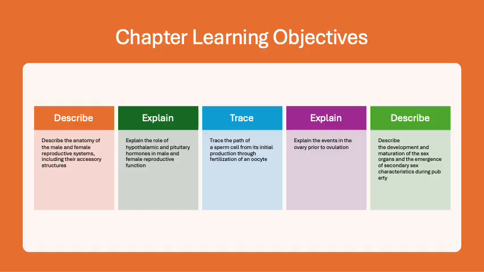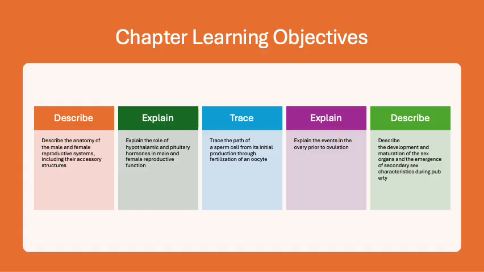Before we dive into the content, let's review the key learning objectives for this chapter. First, you should be able to describe the detailed anatomy of both the male and female reproductive systems, including the ducts, glands, and external structures that support reproduction. We'll also focus on the hormonal regulation of these systems, especially how the hypothalamus and the pituitary gland orchestrate reproductive function through FSH, LH, and other hormones.